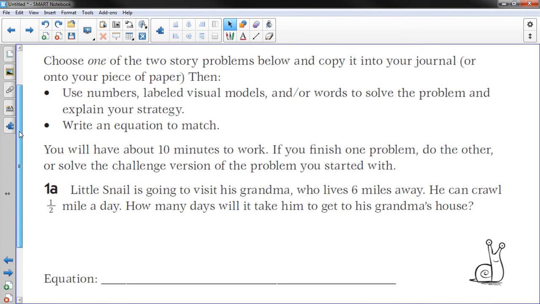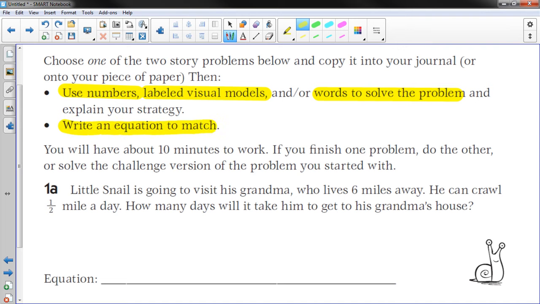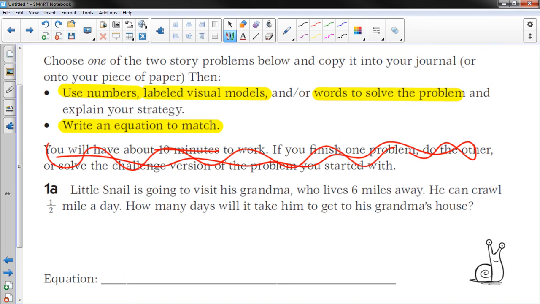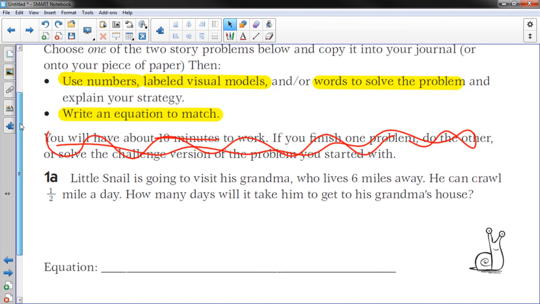The worksheet asks you to do a lot of things, and the thing I really want you to focus on is using numbers and labeled visual models, as well as words, to solve the problem. You're also going to have to write an equation to match. I'm not concerned about time right here, so don't worry about that. I really want you to do all of the problems, so we can cross that section out. Just try to attempt all the problems is what I'm asking.